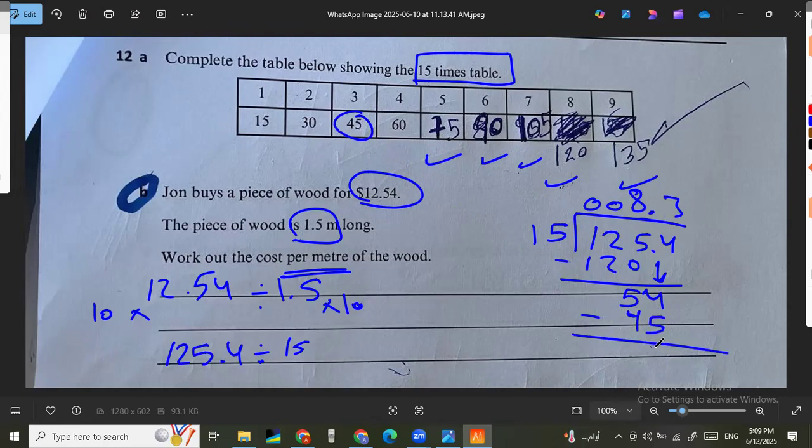Subtract, and that gives you a 9. We bring down a 0, and it becomes 90. How many 15s are in 90? Well, it is 6. So 6 times 15 is 90. All right, so what is the cost per meter? It is 8.36.